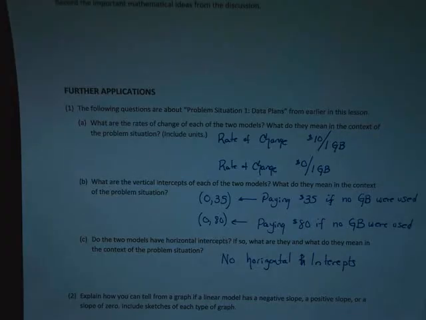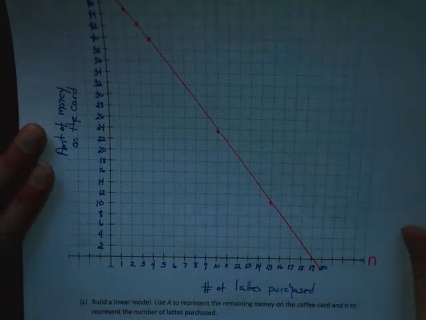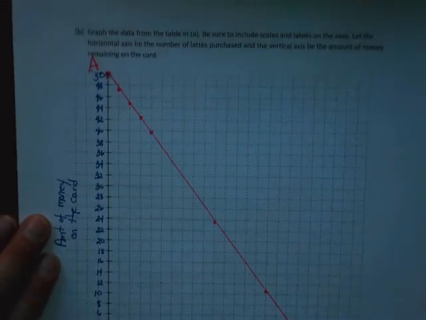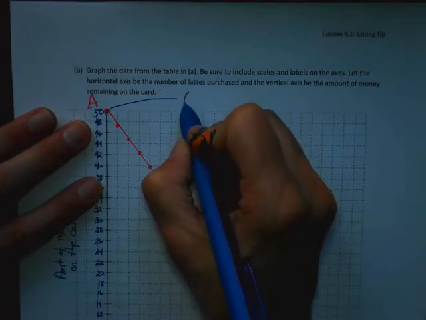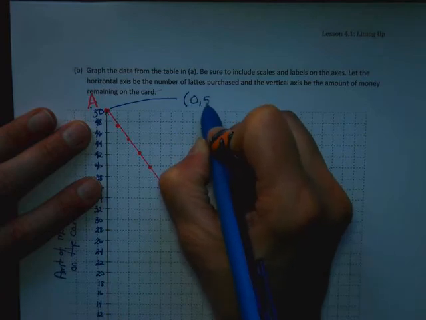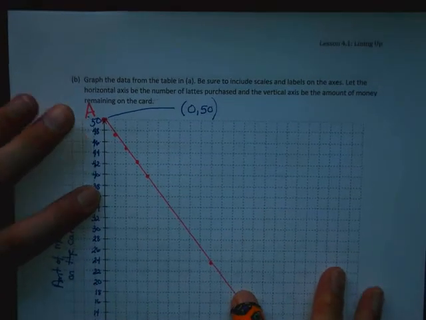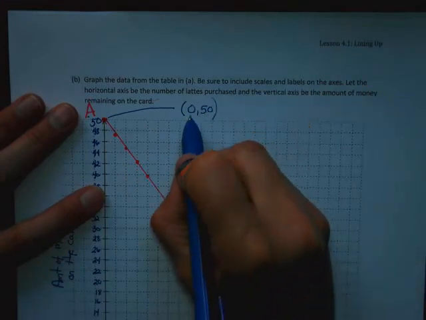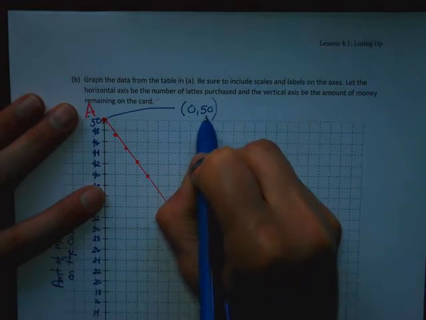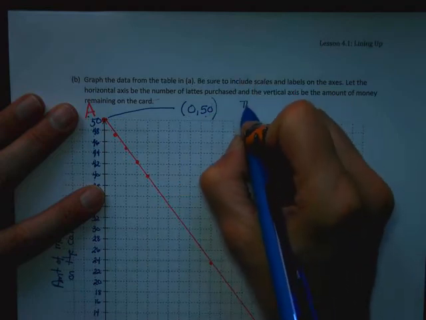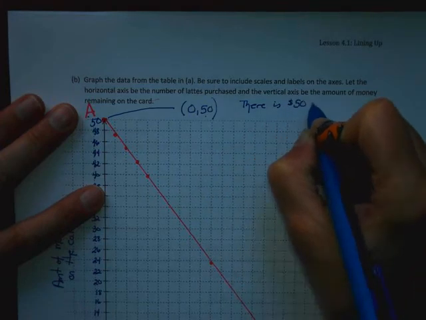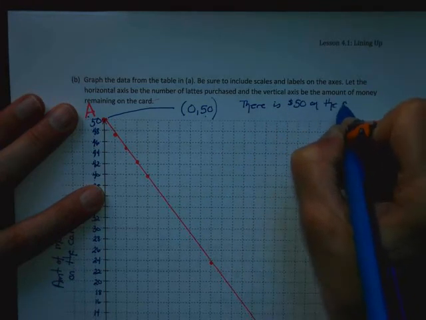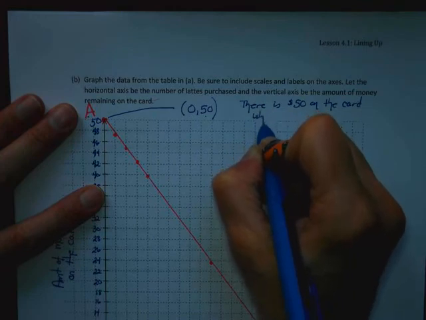All right? So let's look at the vertical and the horizontal intercepts. So the vertical intercept in this problem would be 0, 50. And they're going to ask you on the final, like, what does that mean? So that means when no lattes were purchased, we have $50 on the card, right? There is $50 on the card when no lattes were purchased.